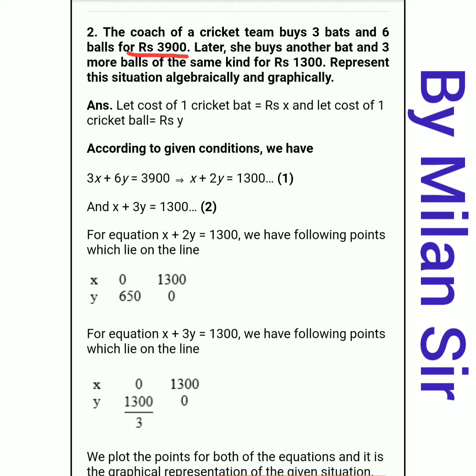So first of all, we need to assume our variable, right? Now what is our variable here? We have two things, a bat and a ball. So first of all, we assume the cost of one bat is equal to x and the cost of one ball is equal to y. So these are our two variables. Now for finding the first equation, just read this line.